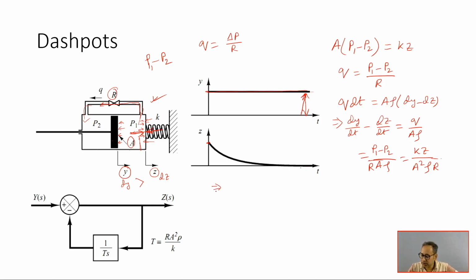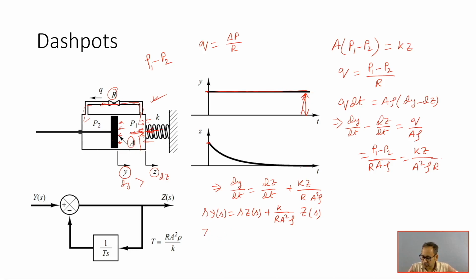In the next step you can write dy/dt equal to dz/dt plus kz by R A squared rho. Taking the Laplace transform, s Y(s) equals s Z(s) plus k by R A squared rho Z(s).